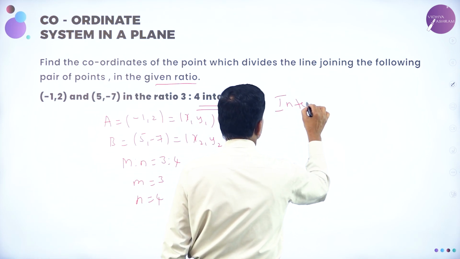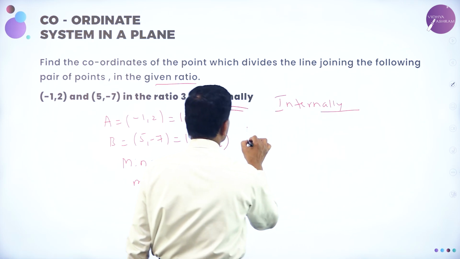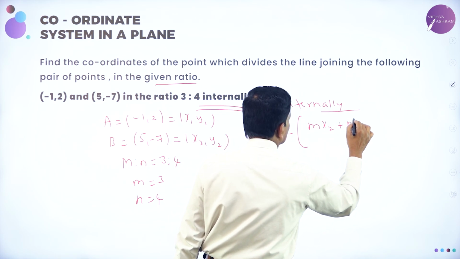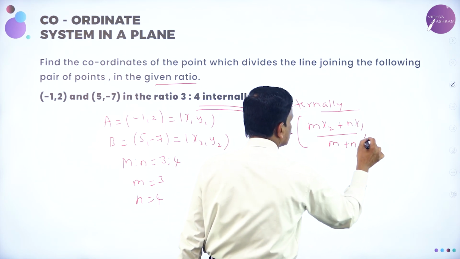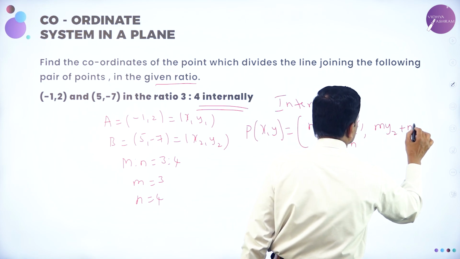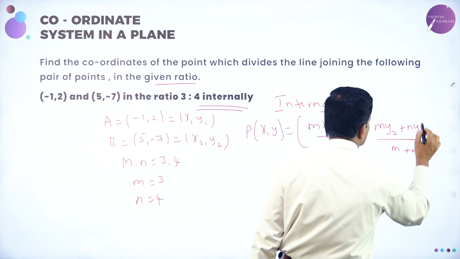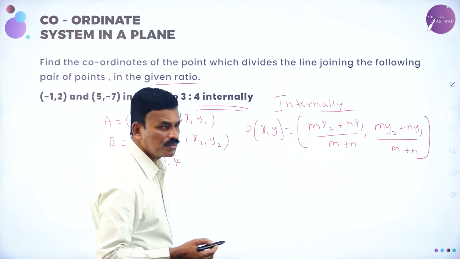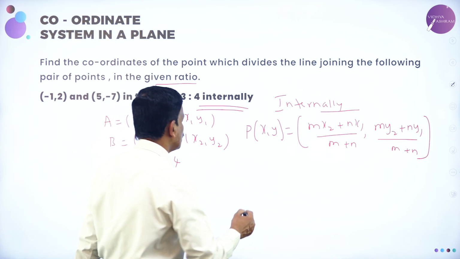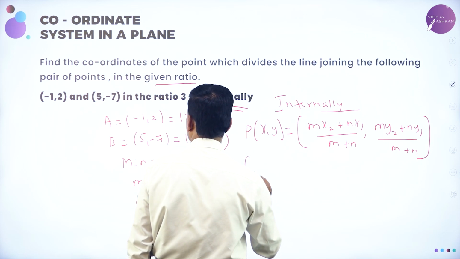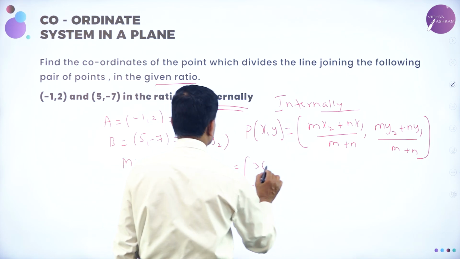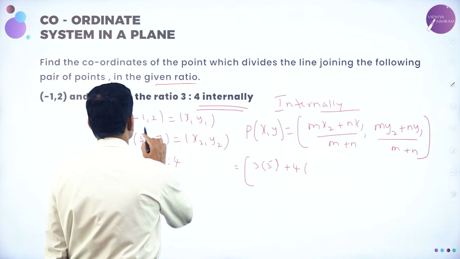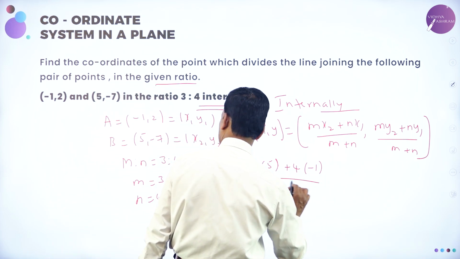So, the internal division P(x, y) is equal to (m x2 plus n x1) divided by (m plus n), (m y2 plus n y1) divided by (m plus n). Or you can also write (n x1 plus m x2) divided by (m plus n), (n y1 plus m y2) divided by (m plus n), right. Now, let us substitute the values. What is m? m is equal to 3 into x2, x2 is equal to 5, plus n, what is n? 4 into x1, x1 is equal to minus 1, divided by m plus n.